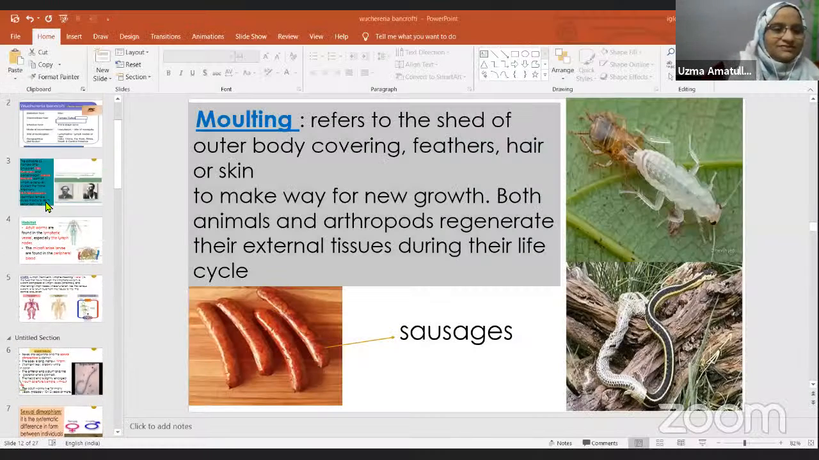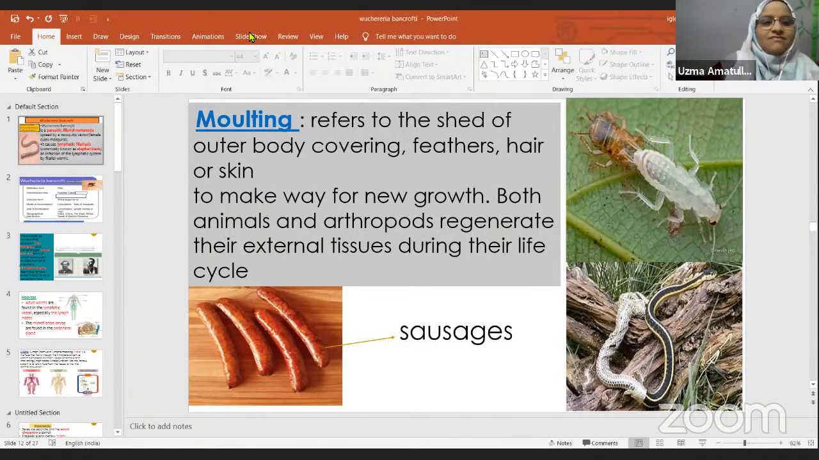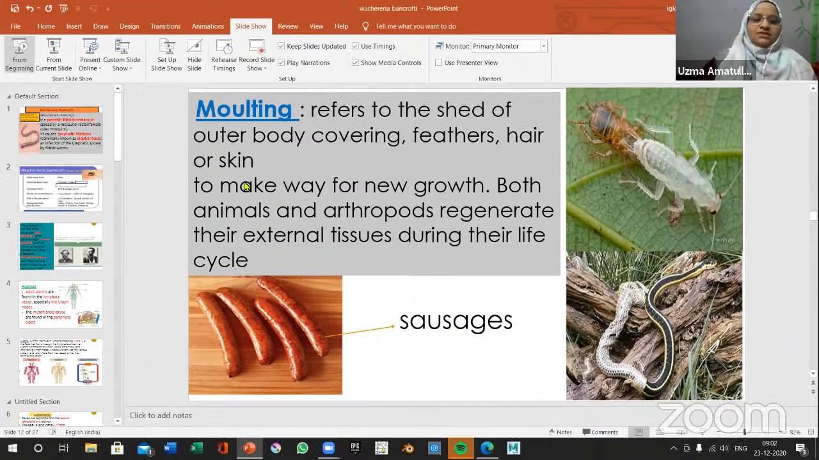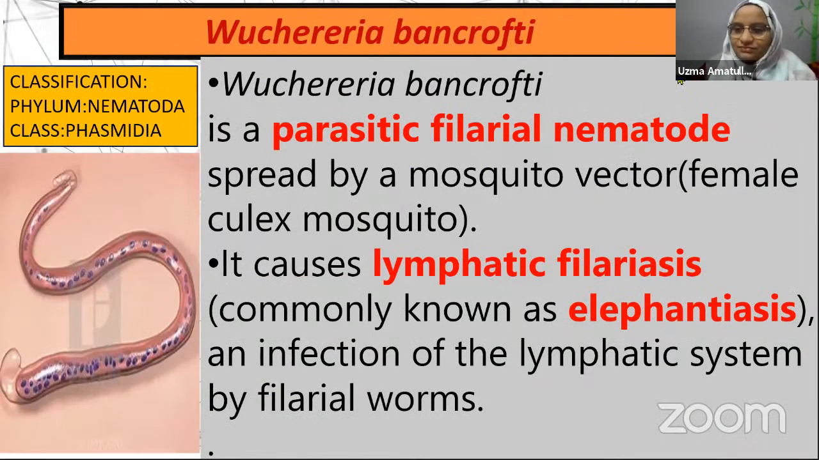Today we'll be starting with another nematode. Now this nematode is a roundworm. Its name is Wuchereria bancrofti. Wuchereria bancrofti belongs to the phylum Nematoda. All roundworms are in the phylum Nematoda. It belongs to the class Phasmidia. So this is the classification for Wuchereria bancrofti.